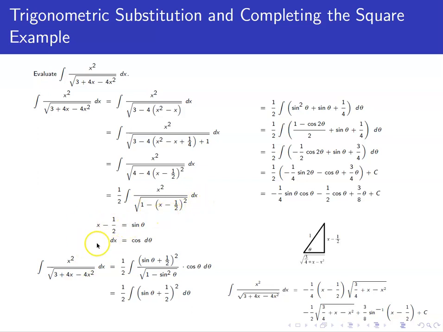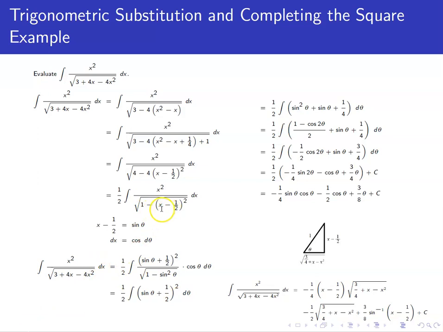So we're going to let the variable piece, which in this case is x minus 1/2, be sine theta. When you differentiate, the 1/2 will go away. So dx is just cosine theta d theta. There's a theta missing; this should say cosine theta d theta. My apologies, that's just a typo, just an omission. All right.